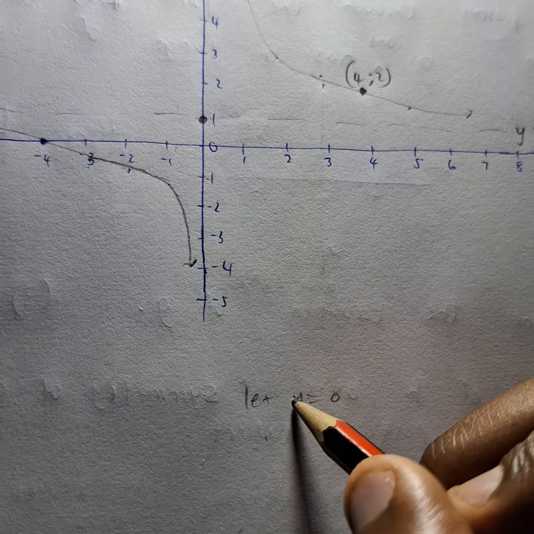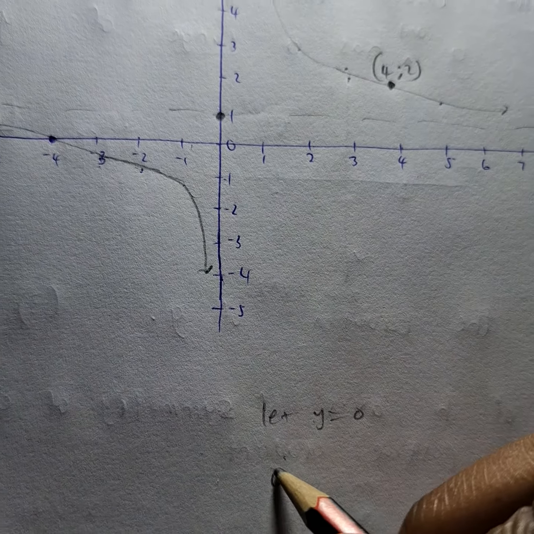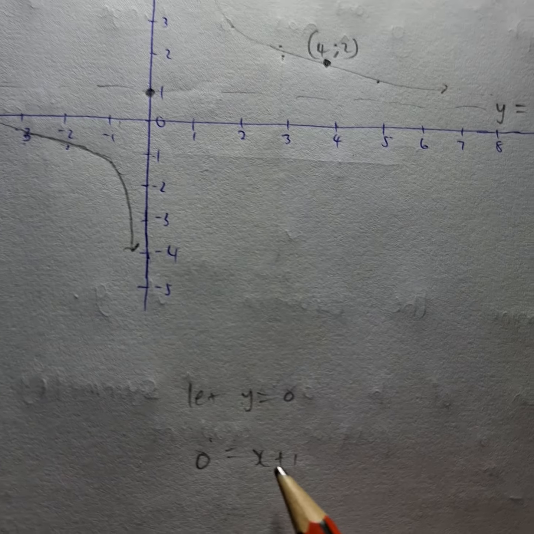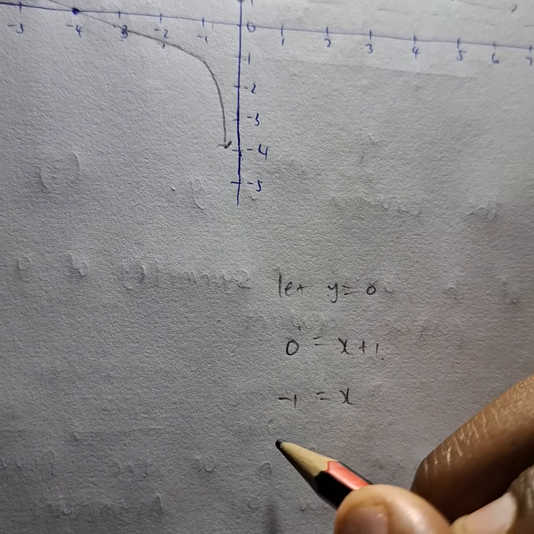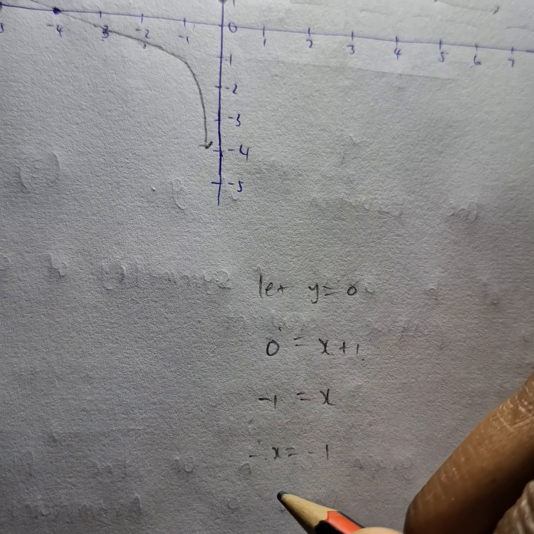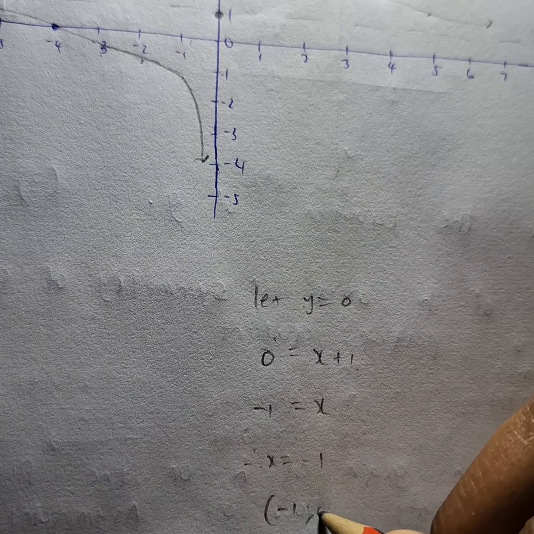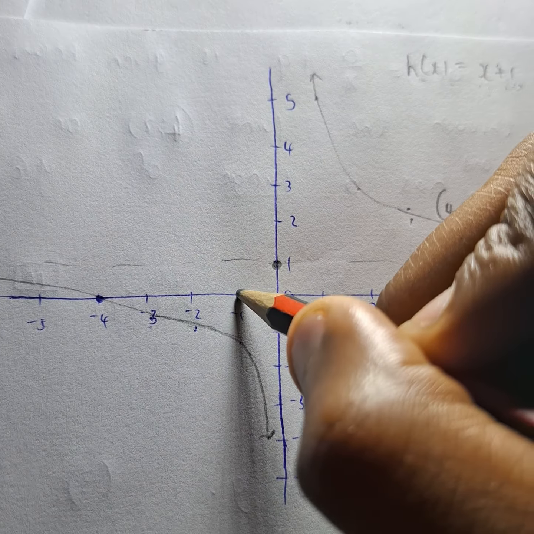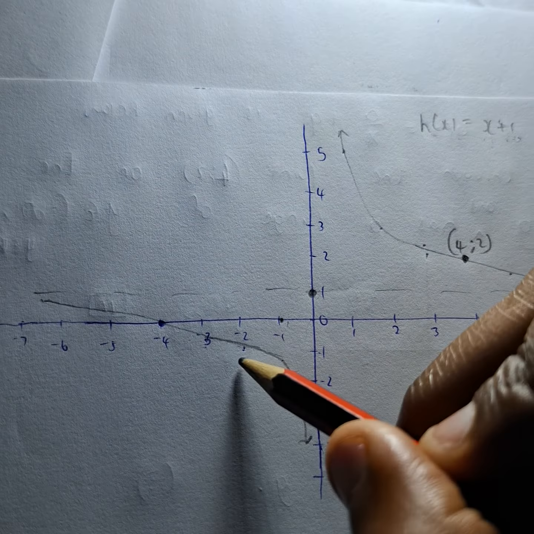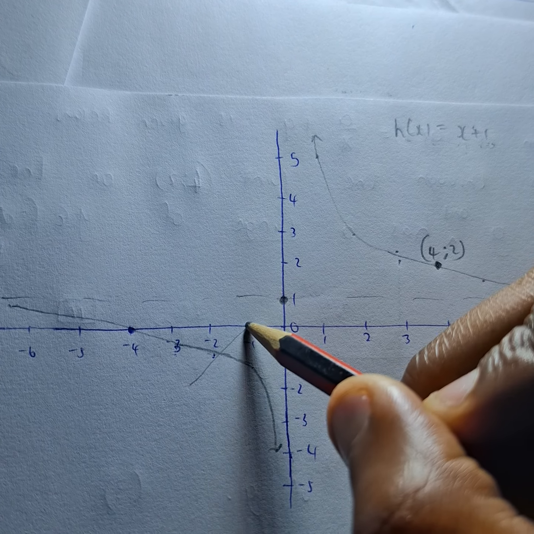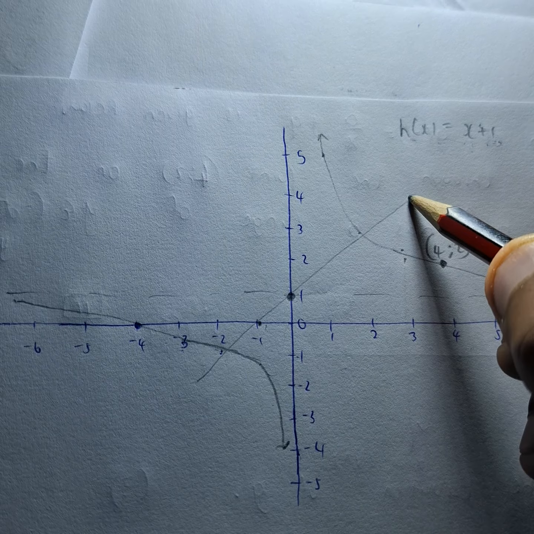That would mean in the place of h of x, which is y, we substitute 0, and then we solve for x. We transpose the 1, it becomes -1. So therefore x is equal to -1. That means our x-intercept is (-1; 0). So that's where the function is passing through here, right? Okay, and then we can just roughly go ahead and use our ruler.